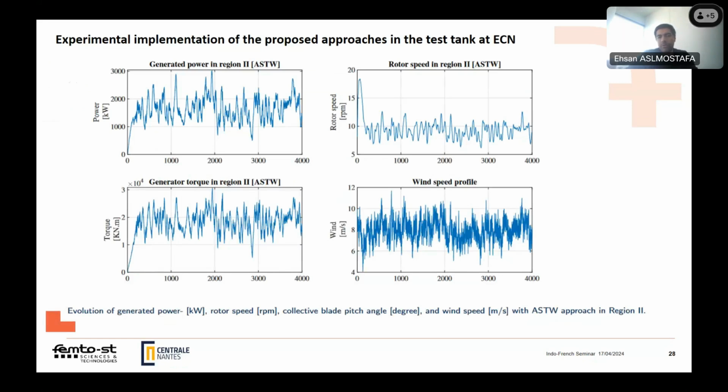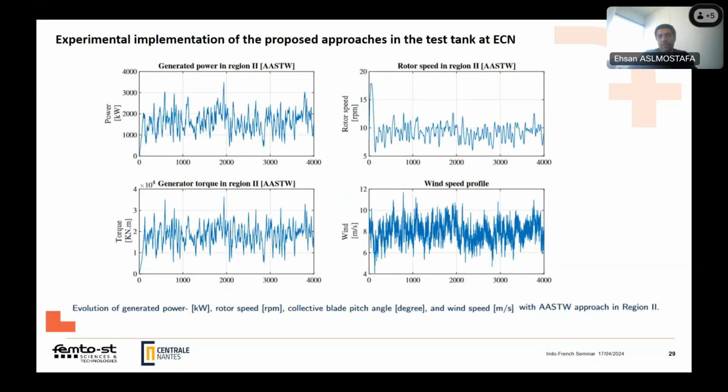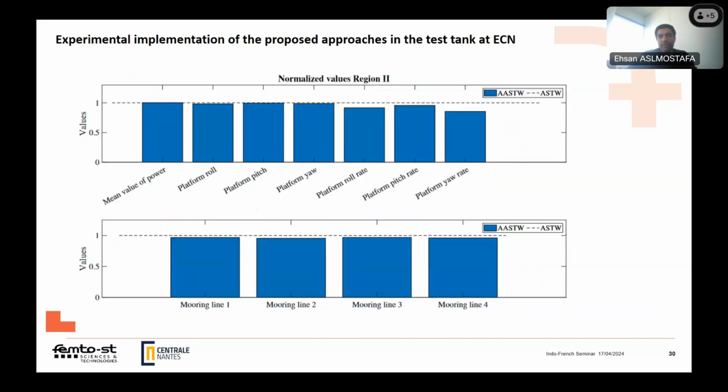Here I choose to show the HTW controller by itself under this wind profile. It was the torque which was generated, and here is the generated power and our rotor speed. And here is the result for the auto-tune controller. You can see the four different variables here.